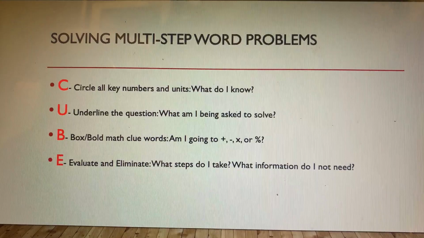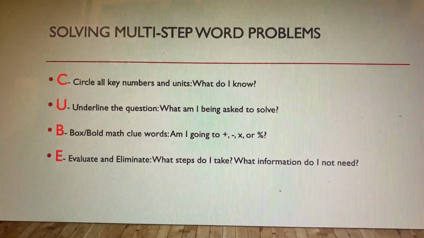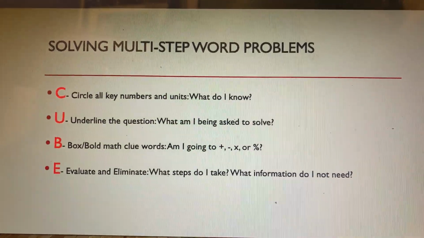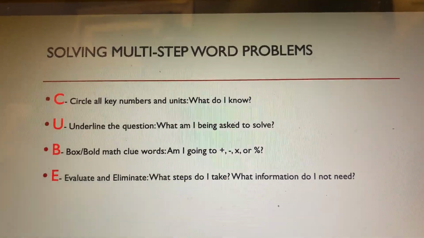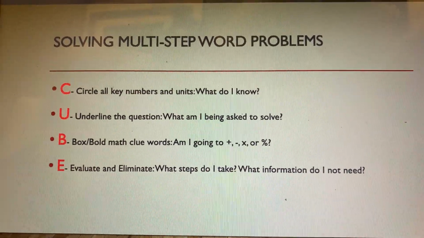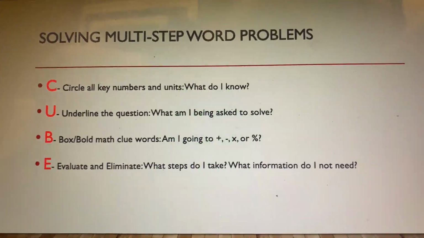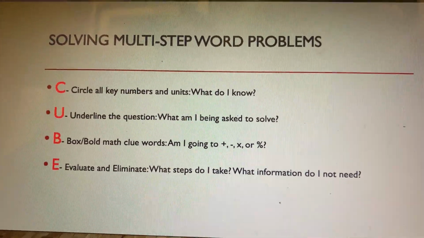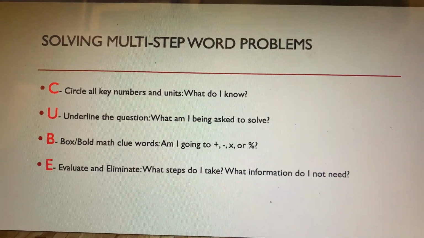Next, we're going to evaluate and eliminate. So what steps do I take? Again, back to the operation. And what information do I not need, as well as what information do I need? So we've gotten the key numbers. We've underlined the question. We've bolded the clue words. What don't I need here? What do I need? What numbers are irrelevant? What operations are irrelevant? What do I need?